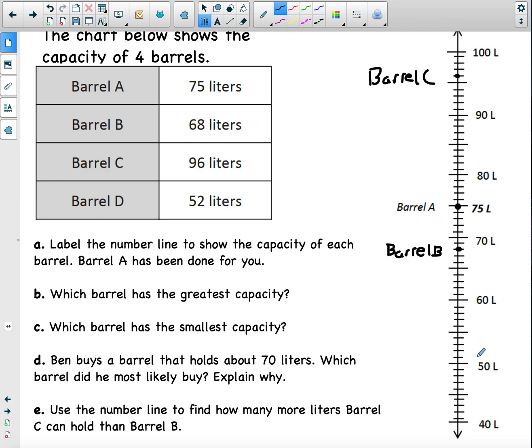So barrel D is 52, so it's going to be between 50 and 60 liters. So if I start at 50 and count up two more, 51, 52, it's going to go right here. Barrel D.